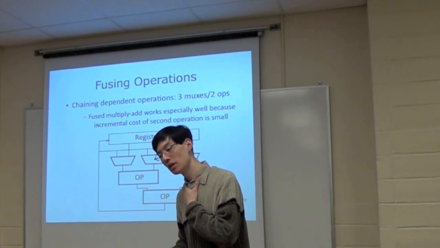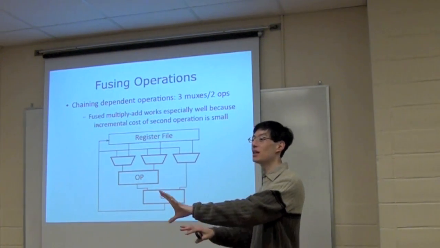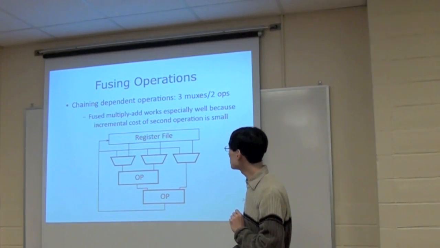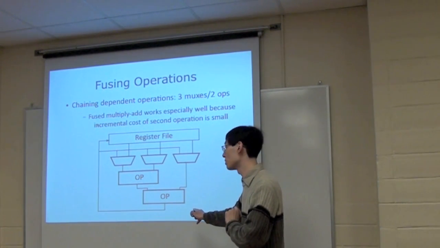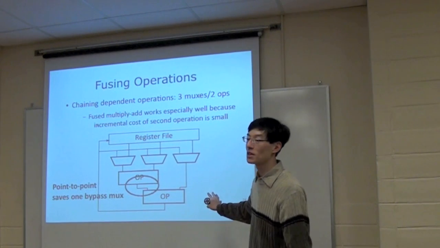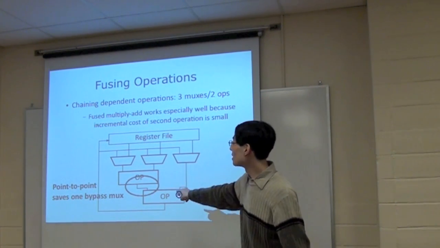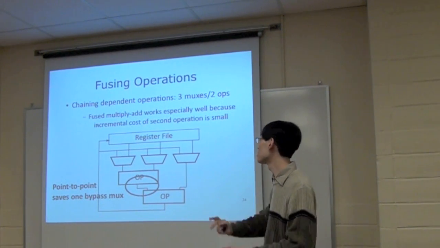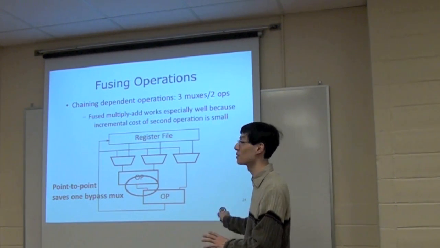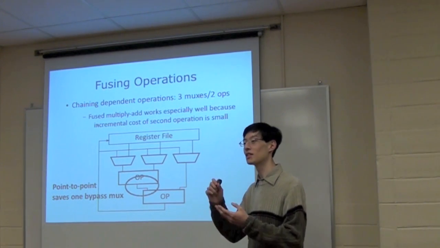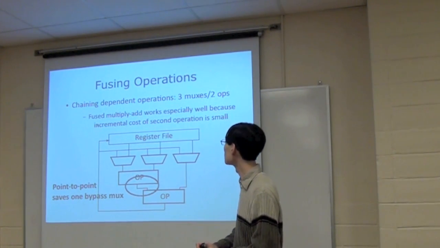What we could do is look for chains of dependent operations and fuse them. So what we save here, we're still doing 2 operations. However, we save one of the bypass muxes because we're chaining a dependency using a point-to-point link instead of a bypass mux. This saves 1 bypass mux. Now we have 3 bypass multiplexers for 2 operations instead of 4 for 2 operations.